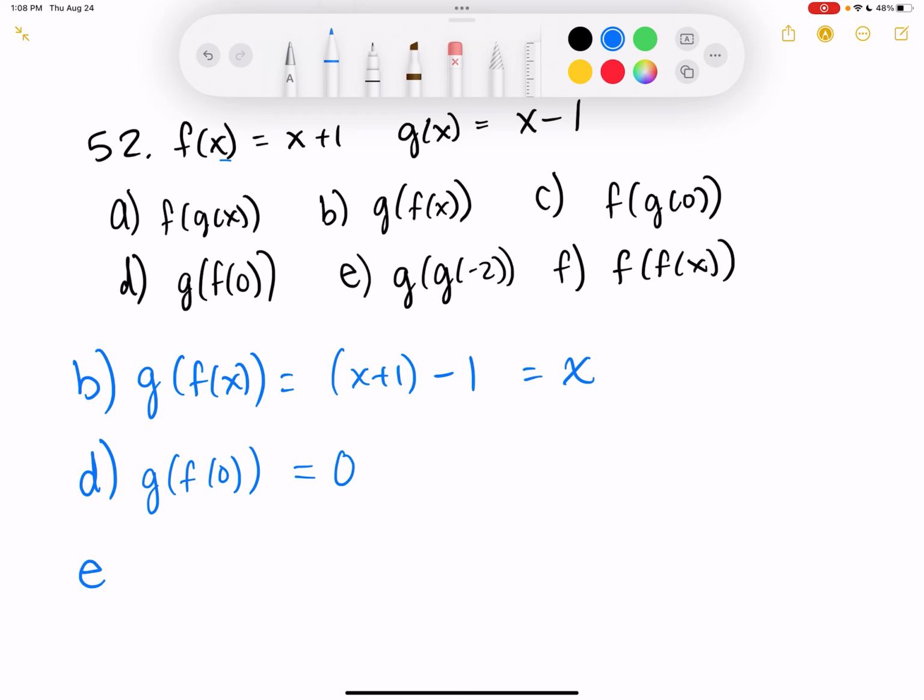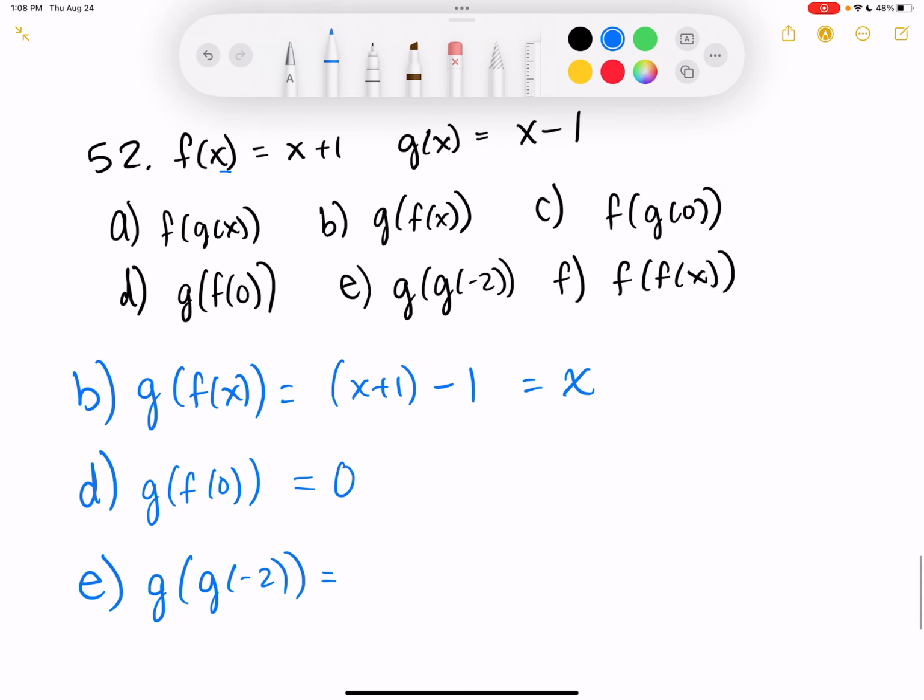So let me do E so that I can show you what I'm talking about. So they do g of negative 2. So in g of x, I'm going to put negative 2 in for x. So it's going to be negative 2 minus 1, which is what? Negative 3. So now I have g of negative 3. So that's going to be negative 3 minus 1, which is negative 4. So the solution to that one would be negative 4.